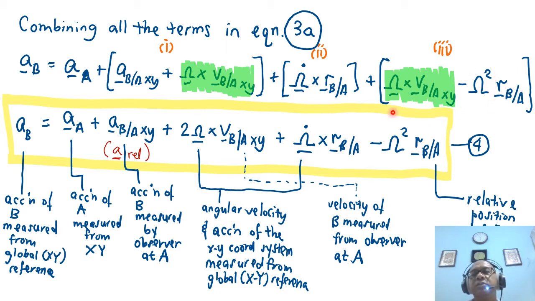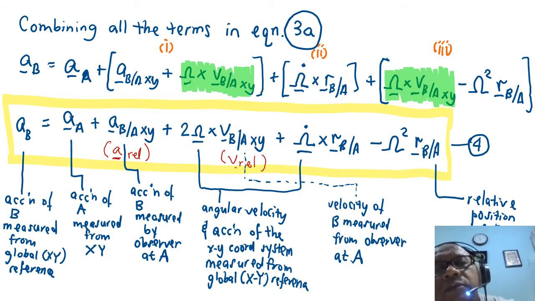These two terms, I have highlighted them in green, so you can combine them together. Here we have combined them to form 2 omega cross V relative. And this omega dot is here, and this term is coming here. So A relative plus 2 omega cross V relative. Maybe I should write it down as V relative.